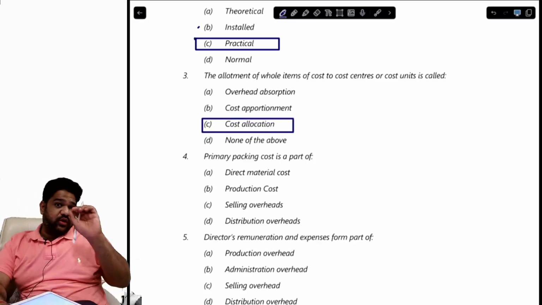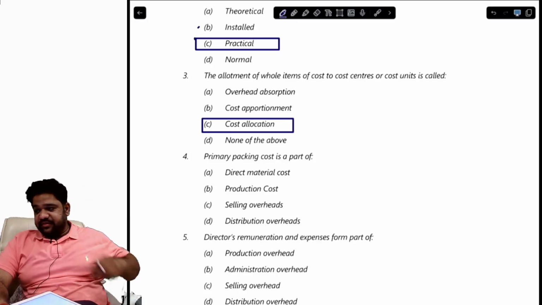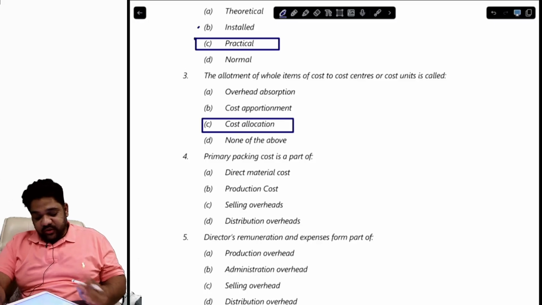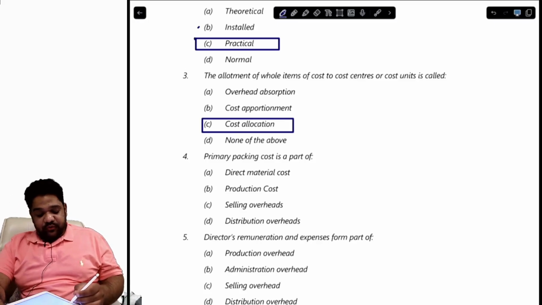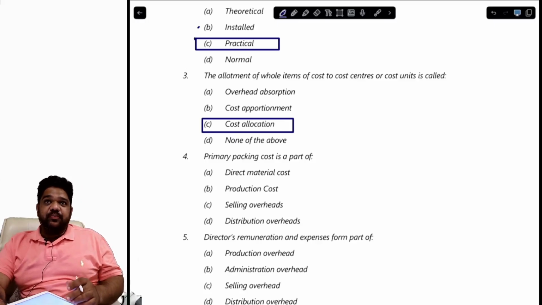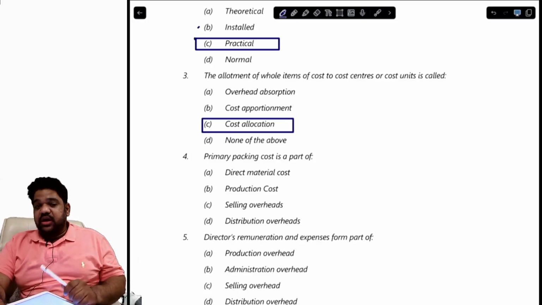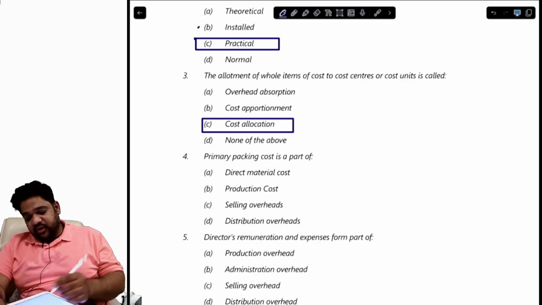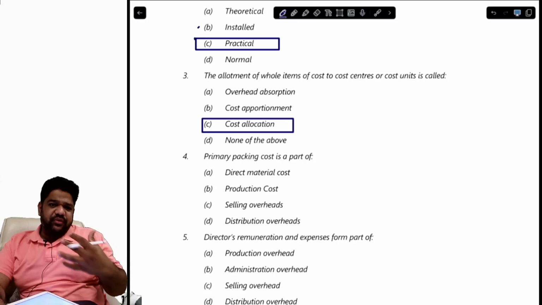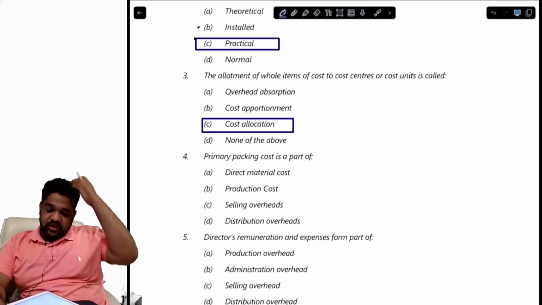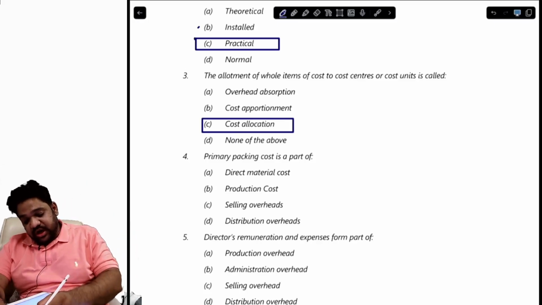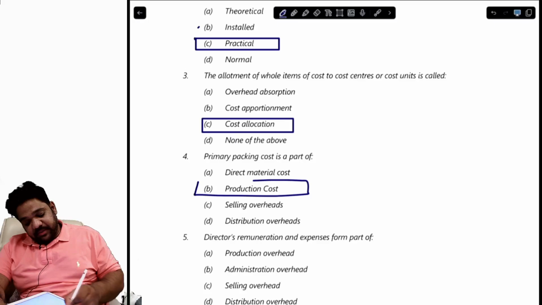Those costs which are known for each and every department and are specific for each and every department, that cost is cost allocation. Primary packing cost is a part of direct material, production cost, selling overhead, and distribution overhead. Now, if you remember the cost sheet chapter, primary packing is part of PARKS. PARKS is part of net factory cost. As in, after the net factory cost, you will have to adjust PARKS and get your cost of production. So, it will be part of production cost.